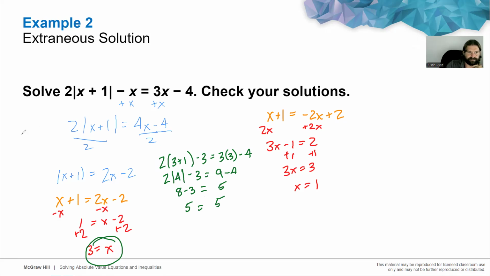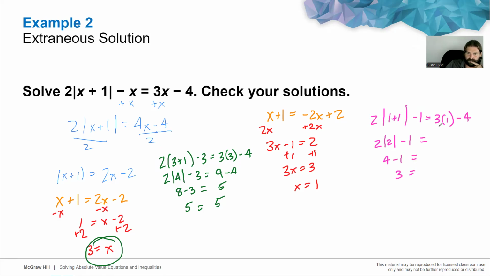That works. Now with 1 here, did I do that right? I've got to make sure. With 1, we double check. Does 2 times the absolute value of 1 plus 1 minus 1 equal 3 times 1 minus 4? So that's 2 times the absolute value of 2. That'd be 4. 4 minus 1 is 3.